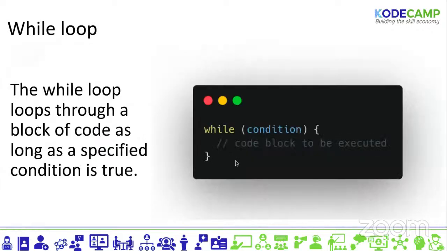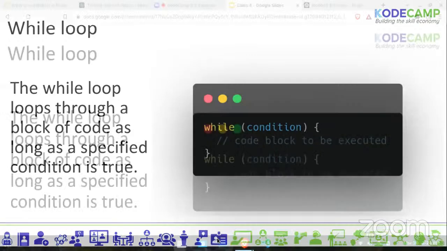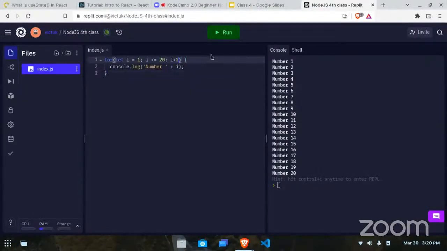Then here I say I is I plus equals 2, and we run this.